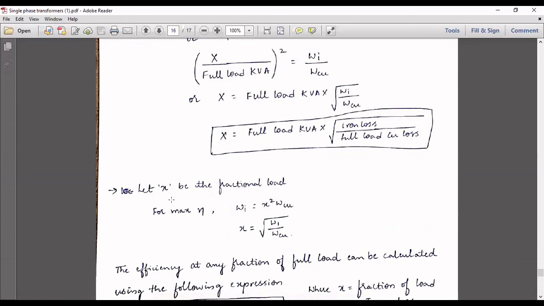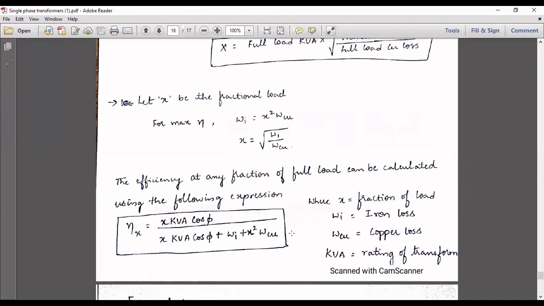So if I take small x as the fractional load condition, then for maximum efficiency, Wi will be equal to x square Wcu. At maximum efficiency, iron loss is equal to copper loss. When iron loss is equal to copper loss, this x square is the value which is multiplied with the copper loss, because it is a variable loss. This x is nothing but a fractional load value, and it is always given by square root of Wi by Wcu. Either it is 100% loaded or 50% or 75% or 25%, however much the transformer is loaded, that load value will be given by square root of Wi by Wcu.